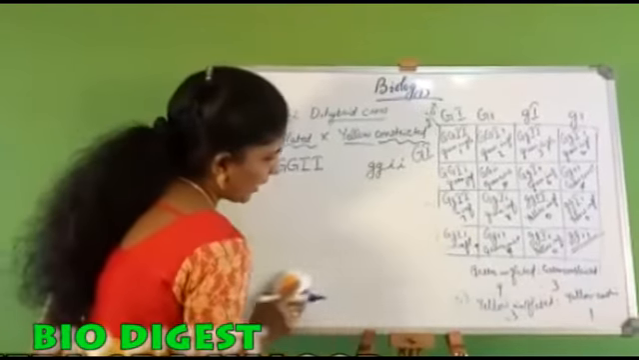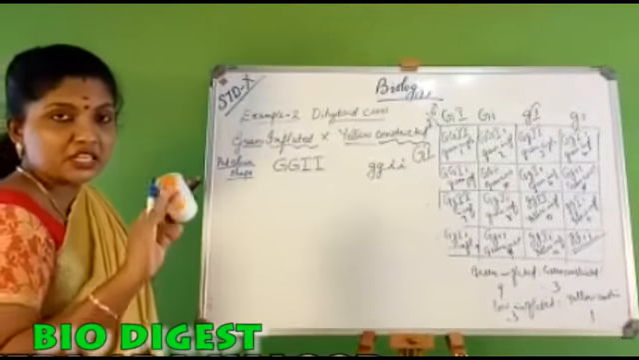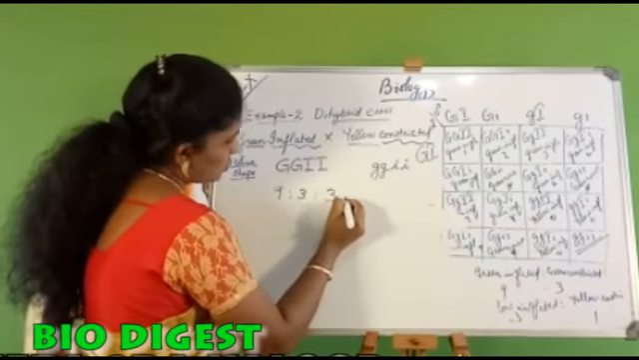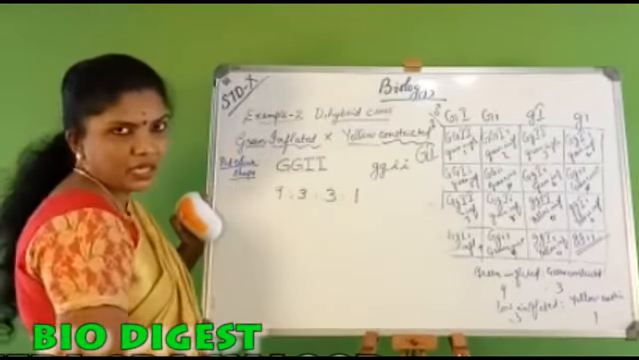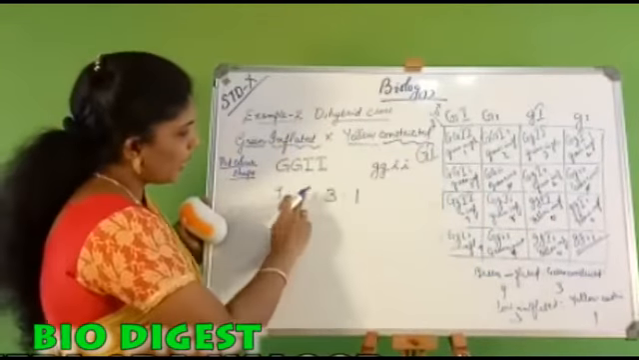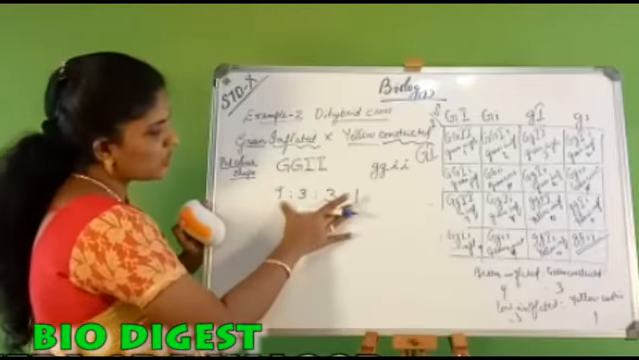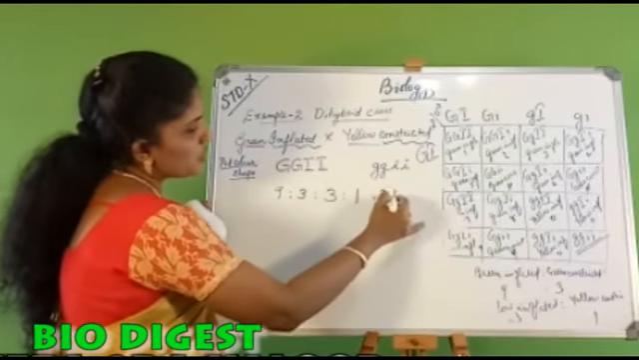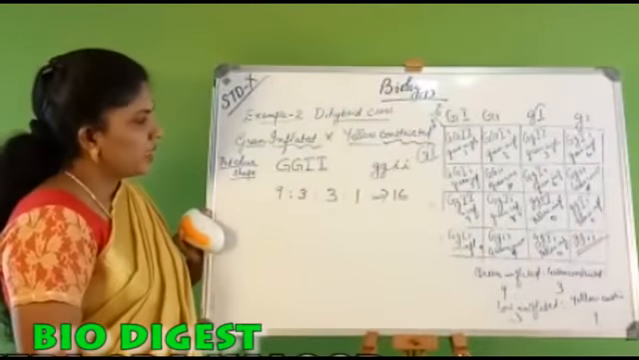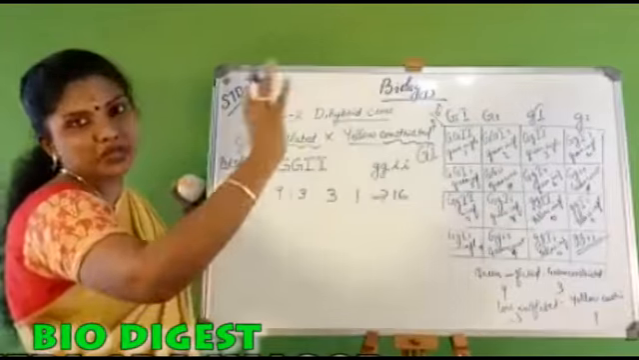I will tell you an easy method for writing that phenotypic ratio. First thing is that you have to learn this ratio by heart, that is 9 is to 3 is to 3 is to 1. Because I told you, it is after all 16 squares. So 9 plus 1 is 10, 10 plus 3 is 13, 13 plus 3 is 16. So this makes up the ratio, which is equal to the 16 squares of the Punnett square.